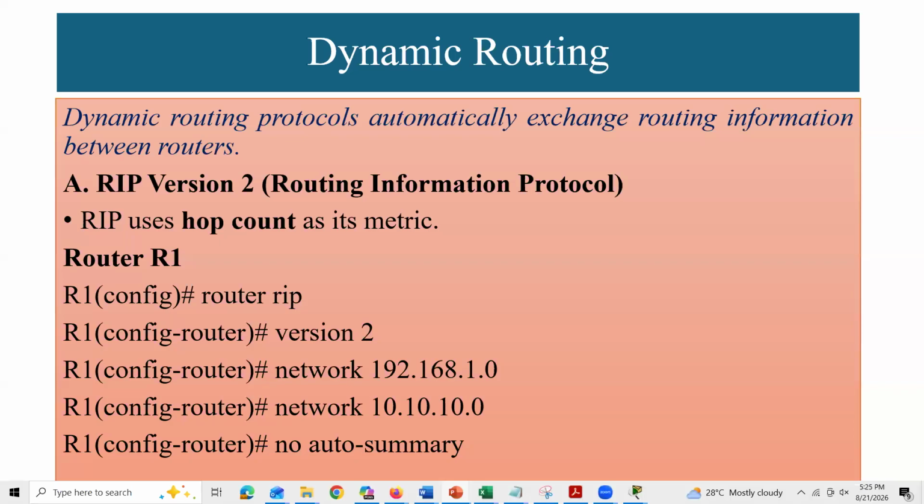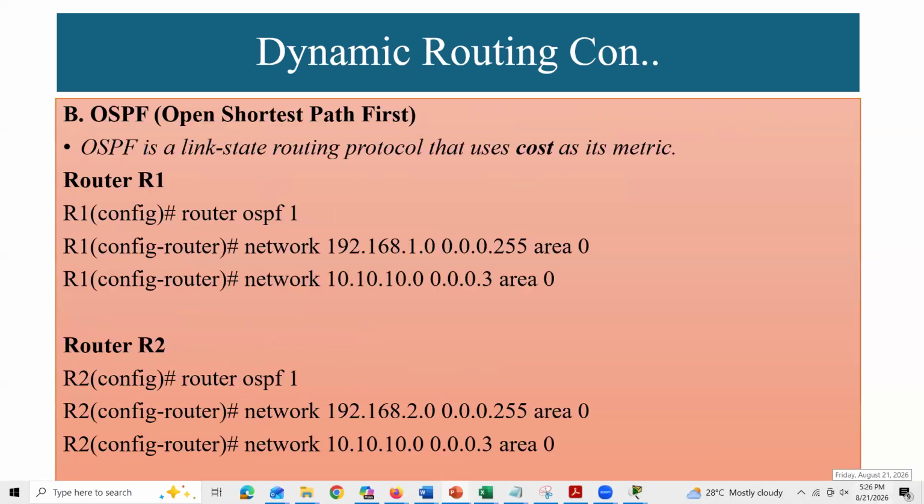OSPF also starts with the word router. Then you do OSPF. You can give it a name. We call it zone, the zone where it operates. So you can say zone 1, zone 2, zone 3, and zone 4.